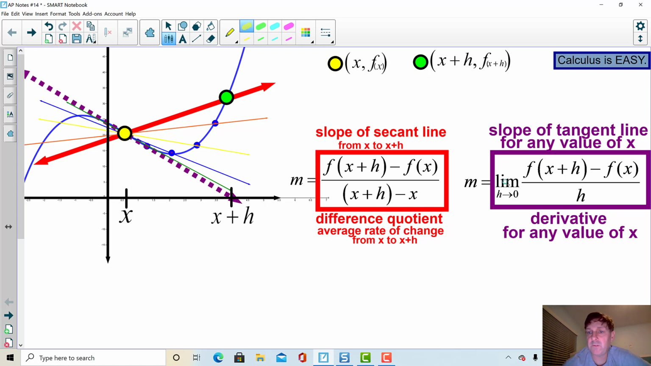Now that we're in calculus, we're going to do the slope of the tangent line, that's the purple dotted line. In order for that to happen, we have to do the limit as h goes to 0. Remember, as h goes to 0, this x value gets closer to this x value, so this point keeps getting closer and closer and closer to that first point. And that means the slope of this secant line keeps getting closer and closer and closer to the slope of that tangent line. So this is the big formula we're going to use. It's the most common one.